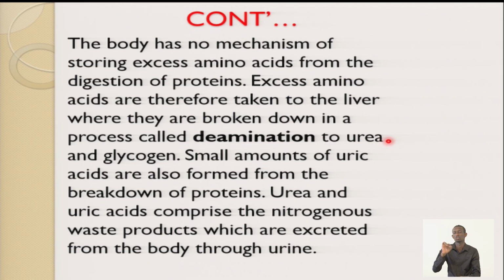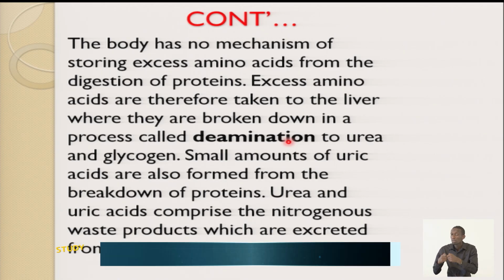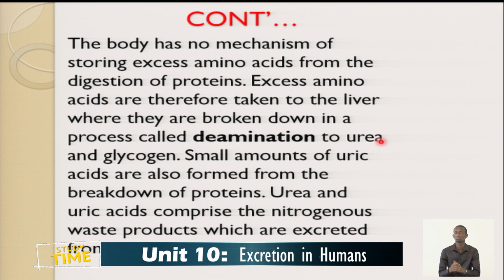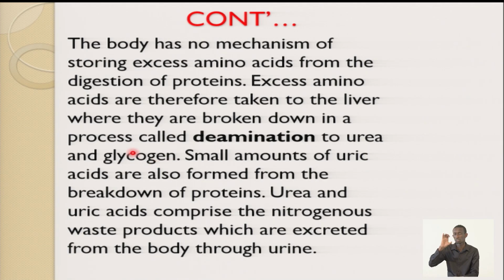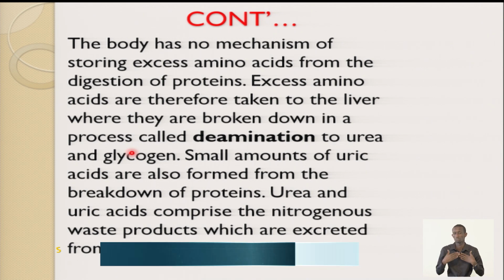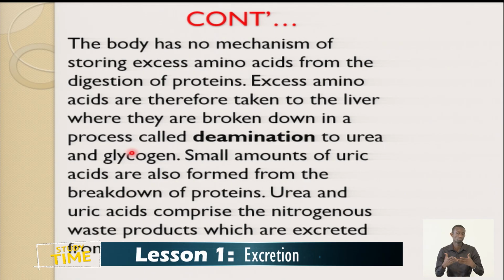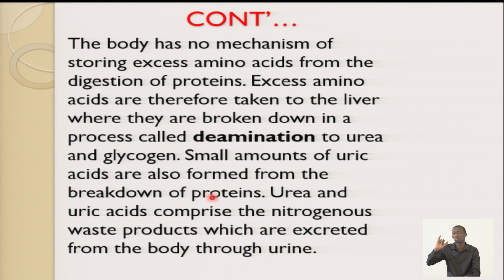So to urea. The process of breaking down excessive proteins in the body is referred to as deamination, to urea and even to form glycogen. That glycogen can be stored in the body, in the liver, which could be converted back into glucose, which can be used by the body for cell respiration and energy production. A small amount of uric acid is also formed from the breakdown of proteins.